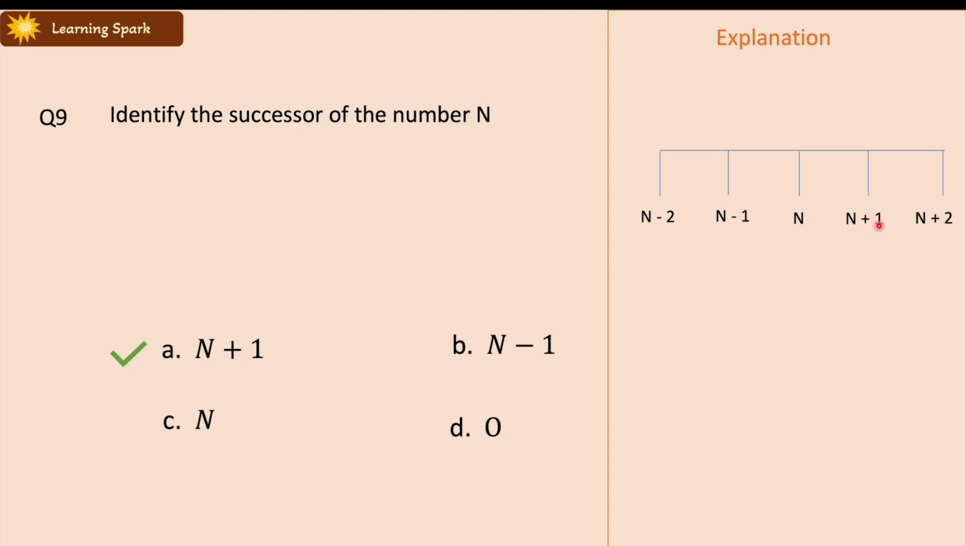And this number is called successor. The next number is called successor, and the previous number is called predecessor. So the question could have asked predecessor also. The question can ask predecessor or successor, anything. In this question they have asked successor. Identify the successor of the number n. So it will be n plus 1. So n plus 1 is the answer here.